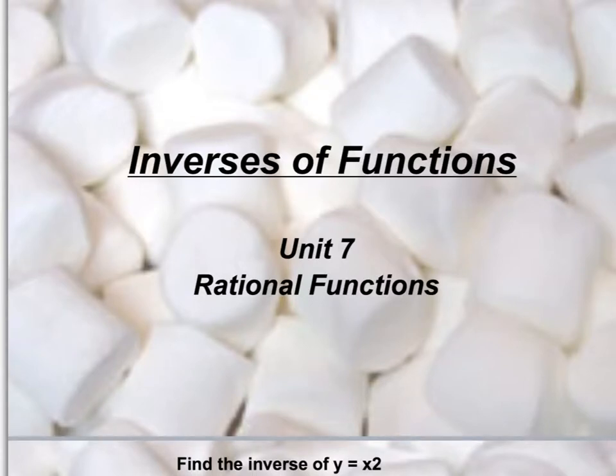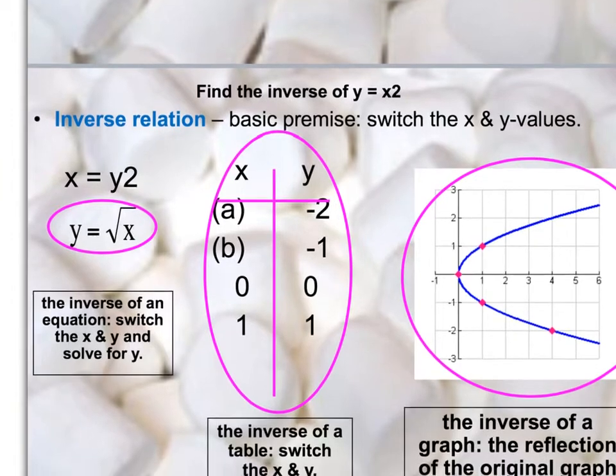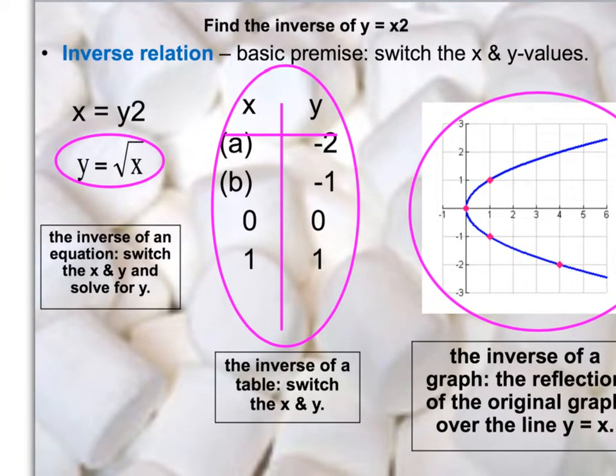All right, so we are in rational functions, which is our 7th unit, looking at inverses of functions, specifically rational functions. So we're going to find the inverse of the function y equals x squared. So right here, we're just going to fix this and make it y equals x squared.